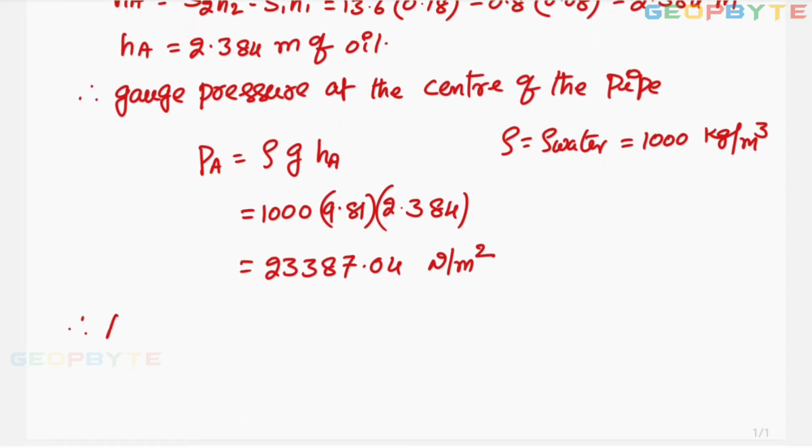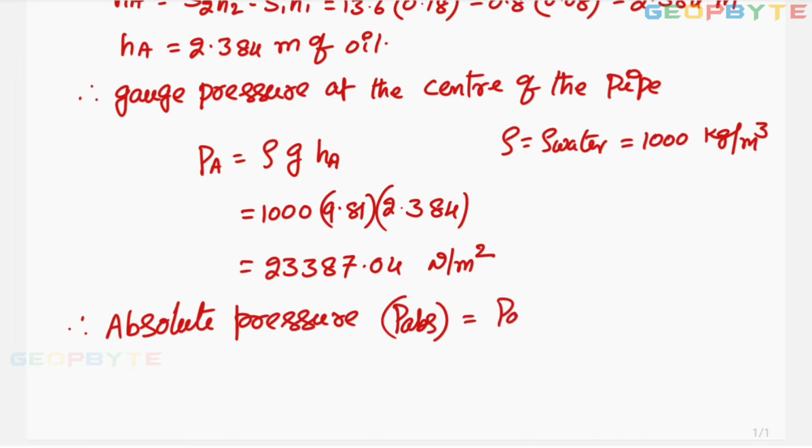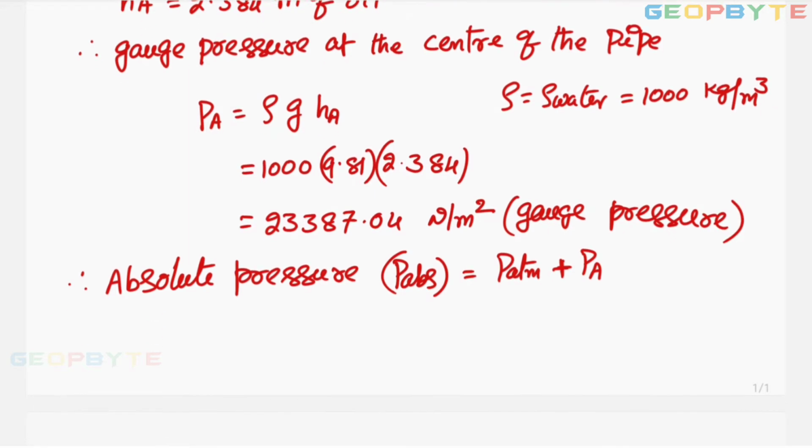Therefore, absolute pressure P ABS equal to atmospheric pressure plus gauge pressure. This is the gauge pressure. Your gauge pressure is positive. That is the reason the mercury is rising on the right side. Gauge pressure at A.